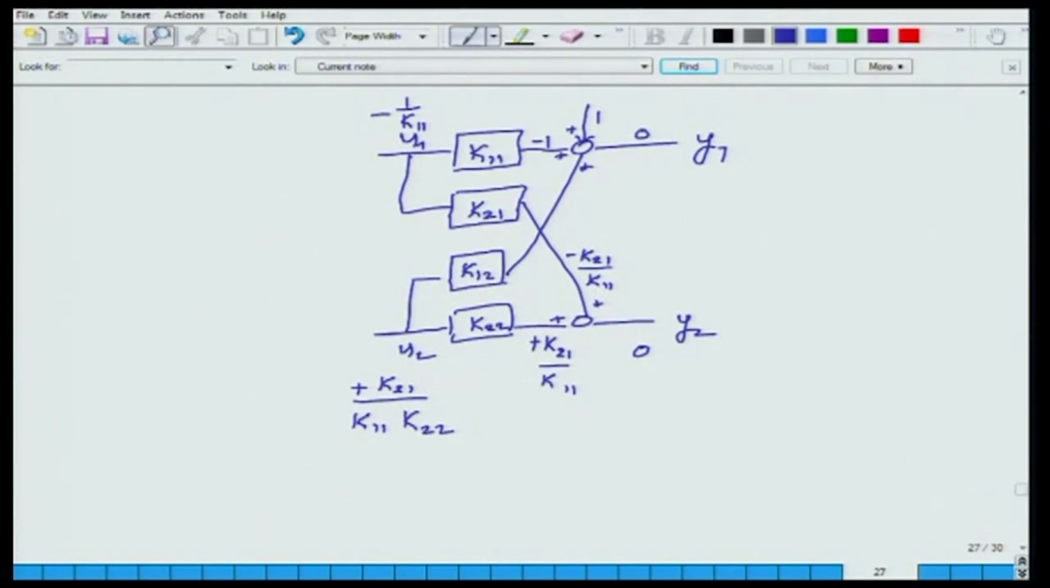Even as Y2 has gone back to 0, now U2 has changed, and because U2 has changed, this term will become K12 K21 divided by K11 K22.